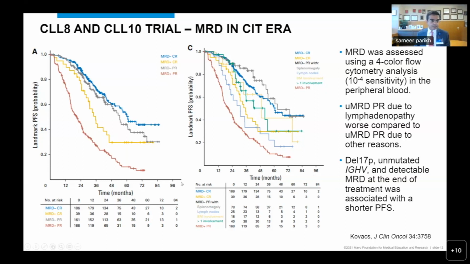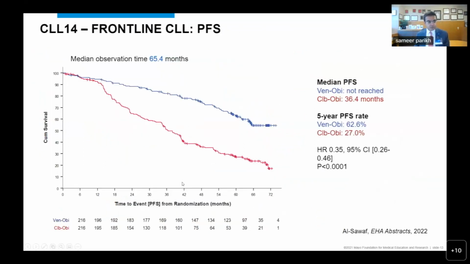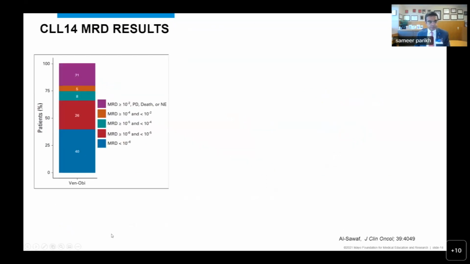What about the CLL14 study that used venetoclax and obinutuzumab in combination and compared that to chlorambucil and obinutuzumab? Here you will see updated data from Dr. Al-Sawaf and colleagues at the EHA meeting, where the 5-year progression-free survival with the combination of venetoclax and obinutuzumab was about 60%. A reminder that all patients with venetoclax and obinutuzumab received therapy only for 1 year, and they all stopped treatment at that time point. So what were the MRD data in this study?